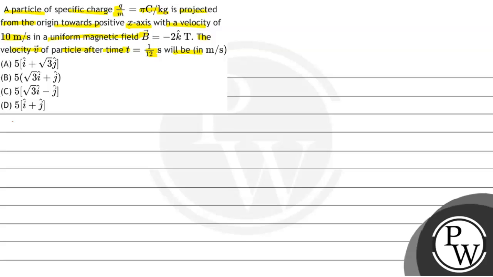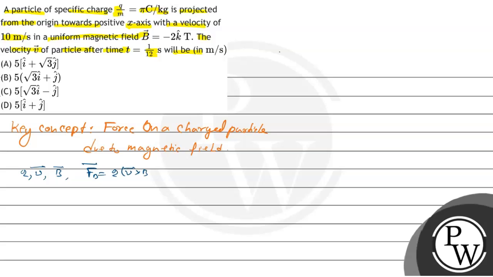So इस क्वेश्चन में हमारा जो कॉन्सेप्ट होगा वो है फोर्स on a charged particle due to magnetic field. While we know that if a charged particle of charge q with velocity v is moving in a magnetic field B, so the force due to magnetic field, that is Fb, will be equals to q into v cross B.